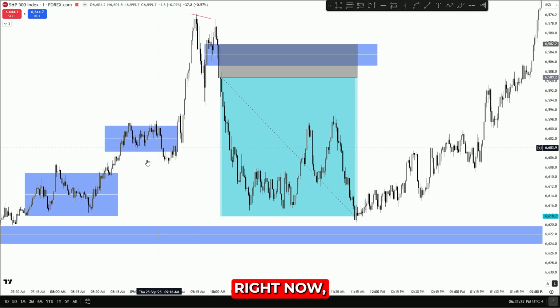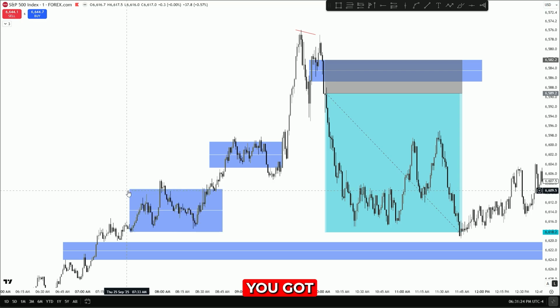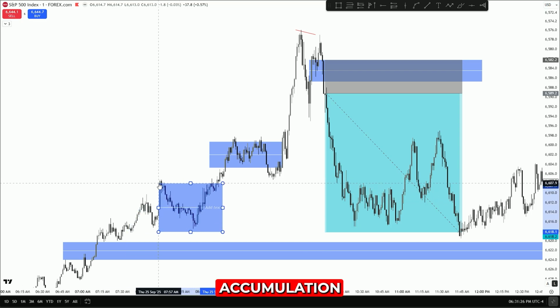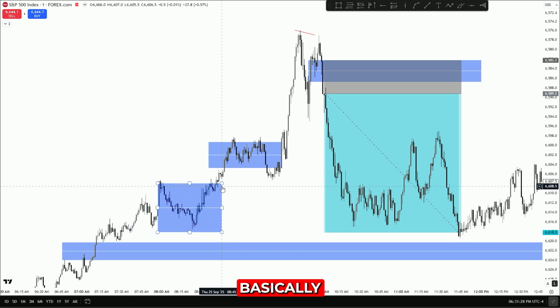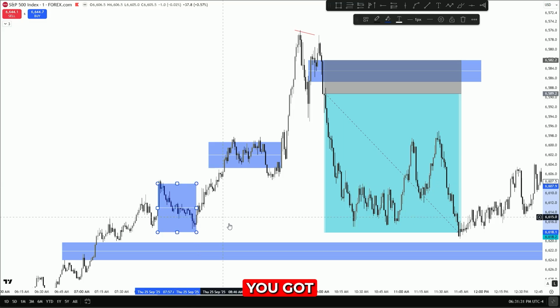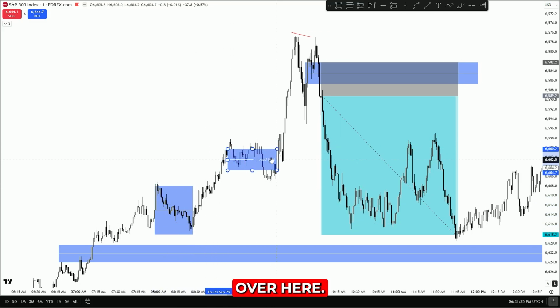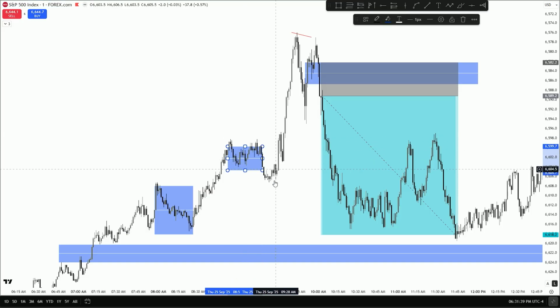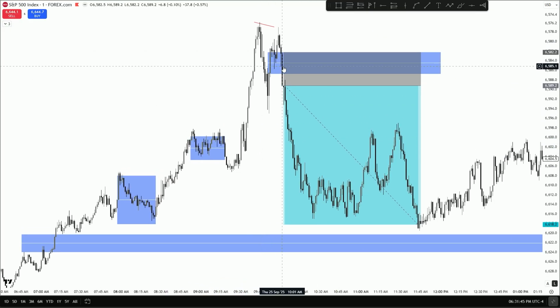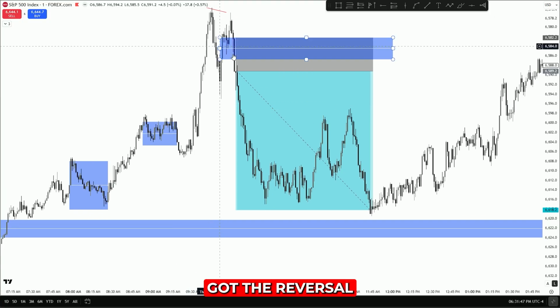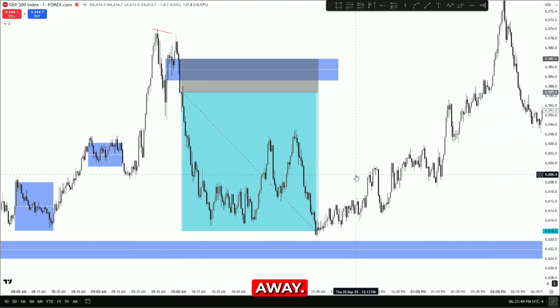All right. Now what you see, you got the accumulation. Let me just mark this area. This is the main accumulation over here. You got the distribution. Again, you got the accumulation over here. Then what you got is the manipulation, distribution, again accumulation, and then you got the displacement over the downside at New York 10 a.m. open, and you simply got the reversal and you got a beautiful trade over here.